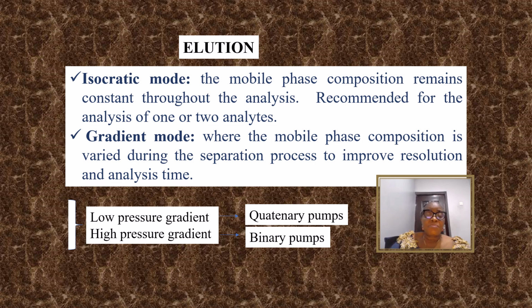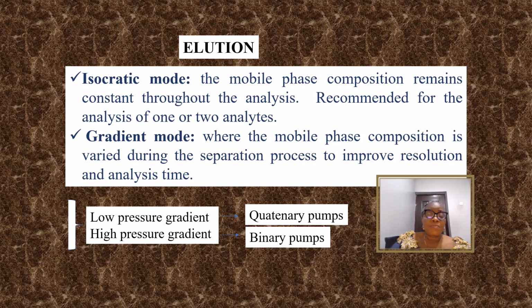We'll have the gradient mode, on the other hand, which uses a varying mobile phase composition, often achieved by mixing different solvents. Gradient elution refers to a technique where the mobile phase composition is varied during the separation process to improve resolution and analysis time.